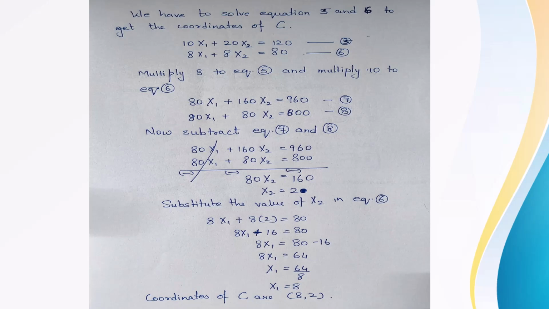Now substitute the value of 2 in equation 6, that is 8x1 plus 8x2 is equals to 80. x2 value being 2, 8x1 plus 8 multiplied by 2 is equals to 80. 8x1 plus 16 is equals to 80. 8x1 is equals to 80 minus 16. So 8x1 is equals to 64. So x1 will become 64 divided by 8. So x1 is equals to 8. So the coordinates for C will become 8, 2.